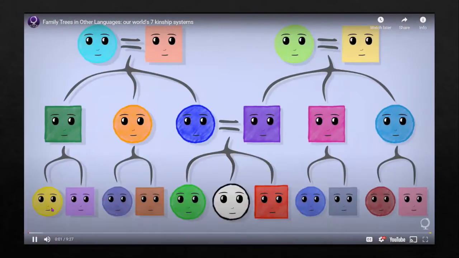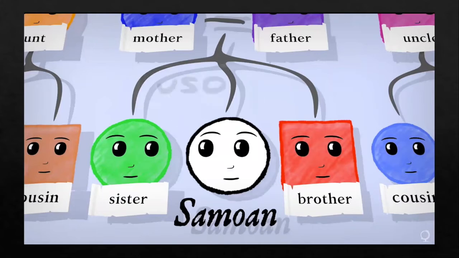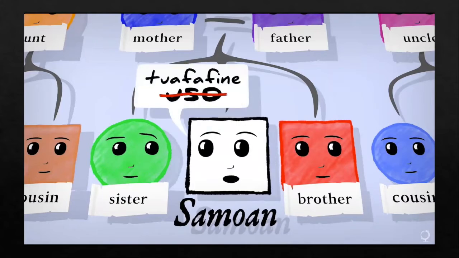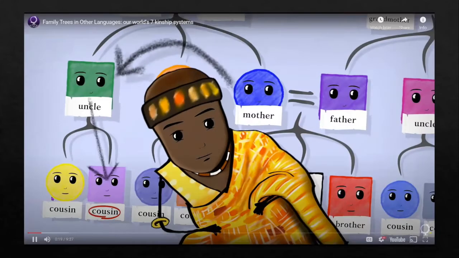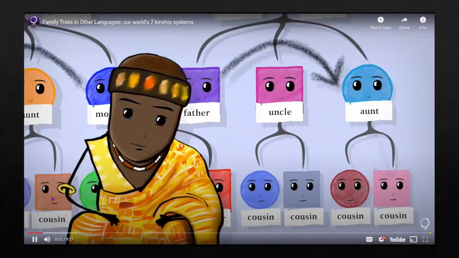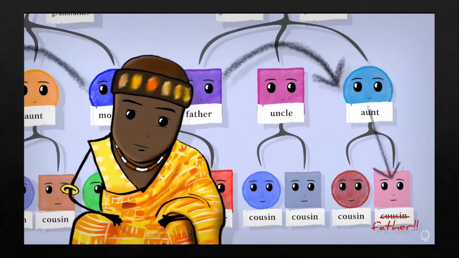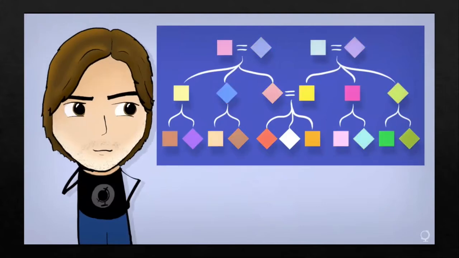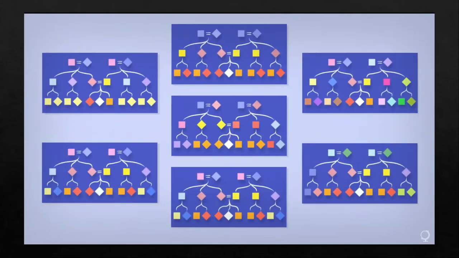Translating your family tree into another language should be simple, right? Just pick a family member and look up the kinship term. So in Samoa, your sister is your uso, unless you are her brother, in which case she's your tuafafine. And for the Ashanti, your parent's nephew is your cousin, except your father's sister's son, who might also get called father. Clearly, there's not just one way to talk about family. But the intriguing thing is, with thousands of languages around the world, there aren't thousands of kinship systems. In fact, there may only be a handful.